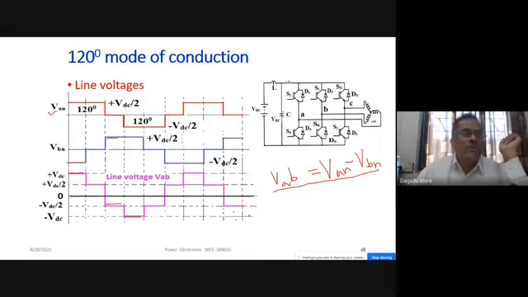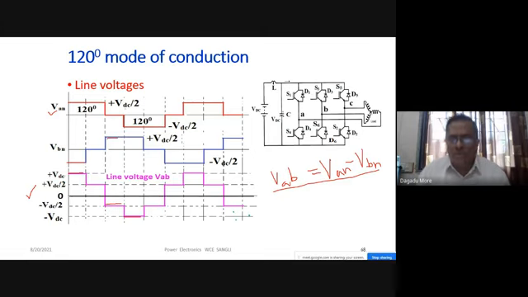This is our VAN waveform. You invert the VBN and add it with VAN to get the VAB. So this is our VAB waveform. Remember this lower voltage waveform is the line voltage waveform. The wave steps are just interchanged; the magnitudes are different in case of 120 and 180 degrees.